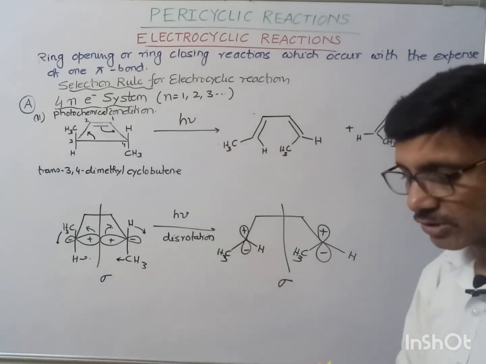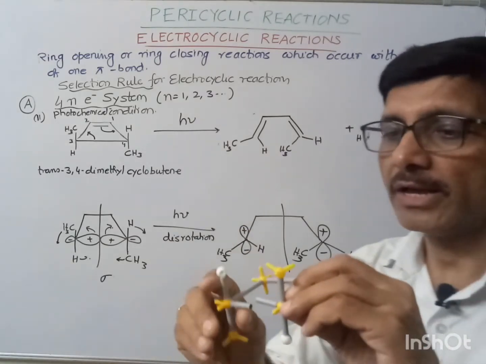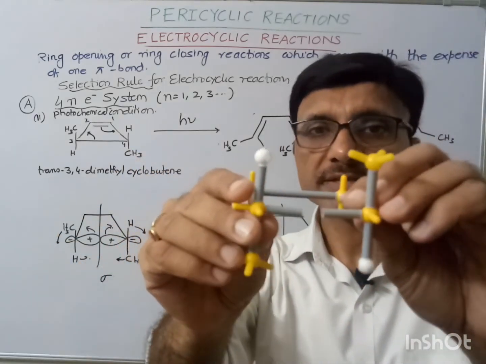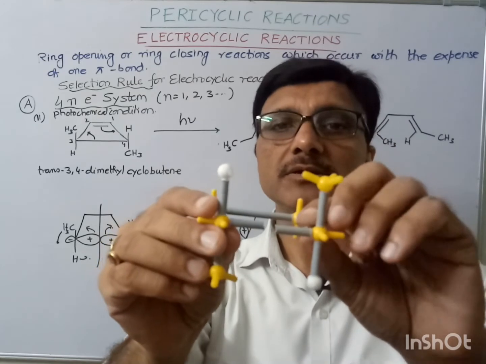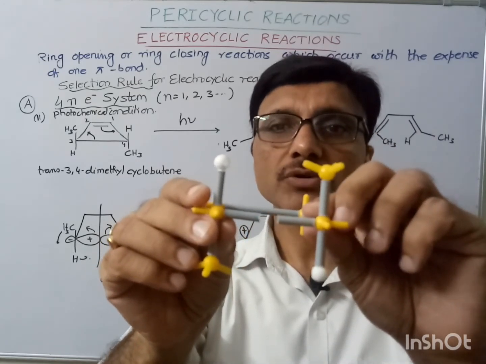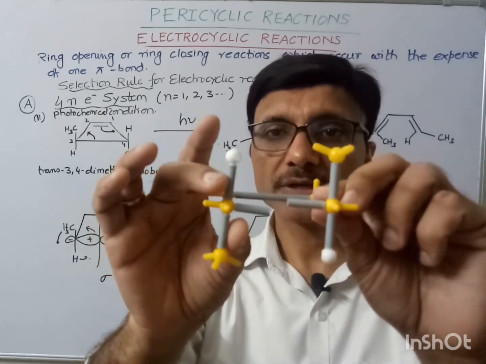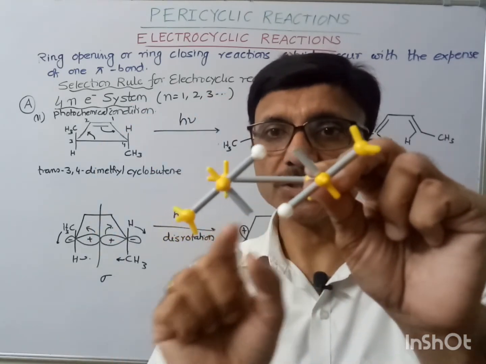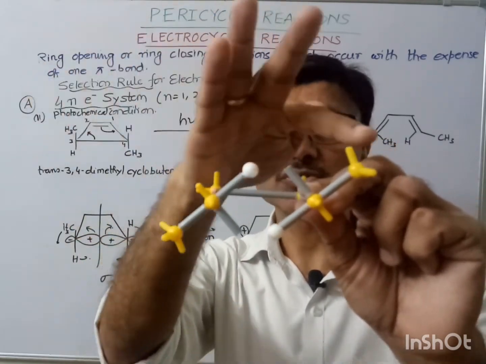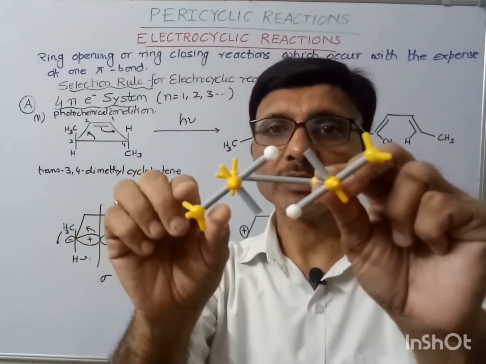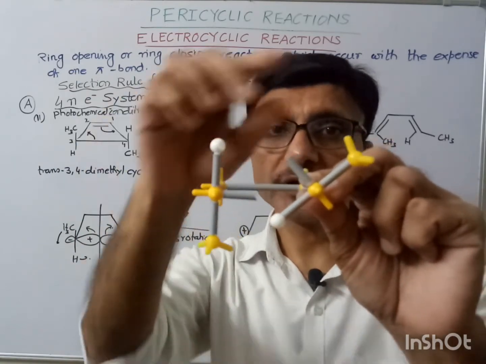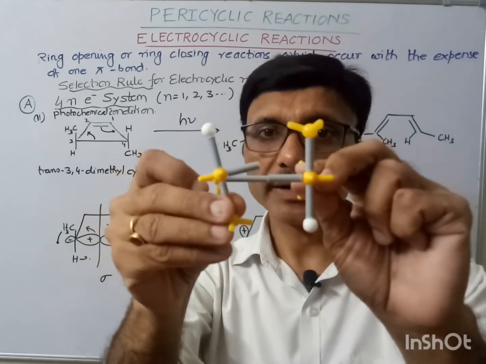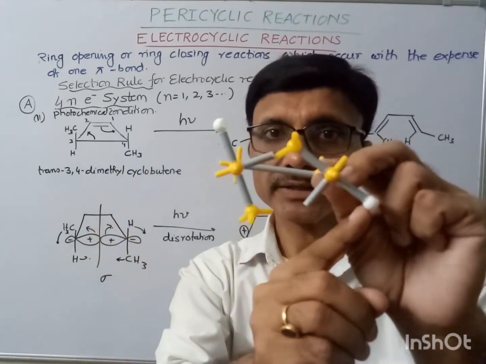Suppose this is the model, trans 3,4-dimethylcyclobutene. Now if both orbitals are rotated in the same direction, this orbital is rotated like this and this is also rotated in this direction, you see both methyl groups going outside. Or suppose you rotate in the other direction, this moving like this and this also moving like this, and what do you see?